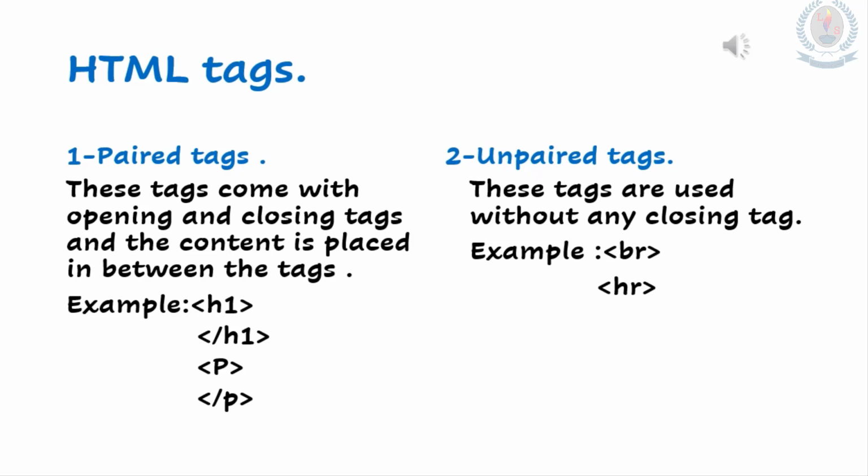HTML tags. There are two types of HTML tags. First one is paired tags. These tags come with opening and closing tags, and the content is placed in between the tags. Here are some examples for the paired tags. Next one is unpaired tags, also known as singular tags or stand-alone tags. These tags are used without any closing tag. Here are some examples for the unpaired tags.